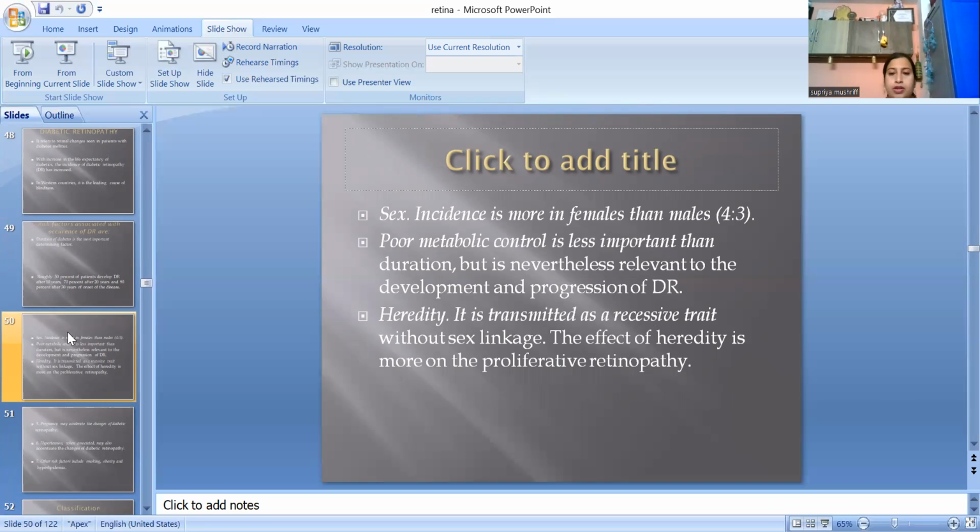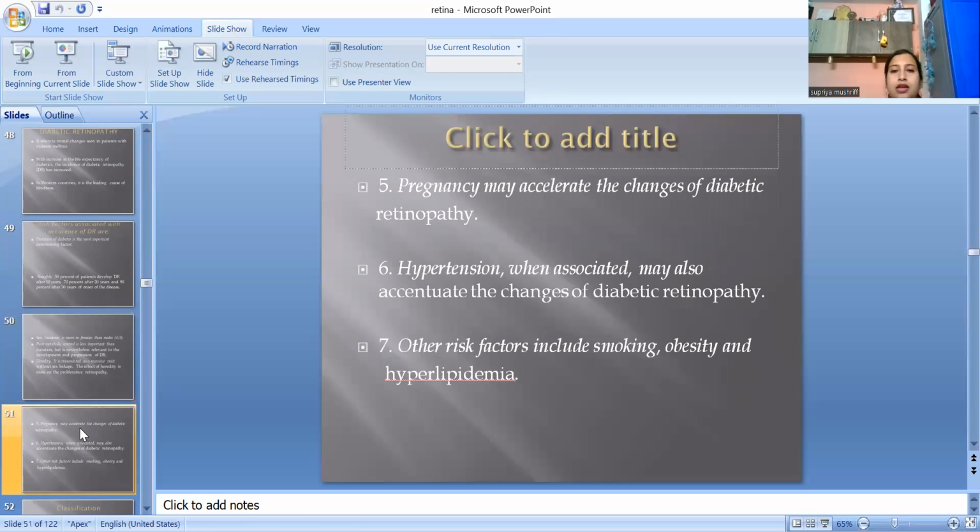Hereditarily, it is transmitted as a recessive trait without any sex linkage. The effect of heredity is more on proliferative retinopathy. Pregnancy is another important risk factor for diabetic retinopathy. It may accelerate the changes of diabetic retinopathy. Hypertension, when associated, may also accentuate the changes. Other risk factors, including smoking, obesity, and hyperlipidemia, can also increase the severity of diabetic retinopathy.